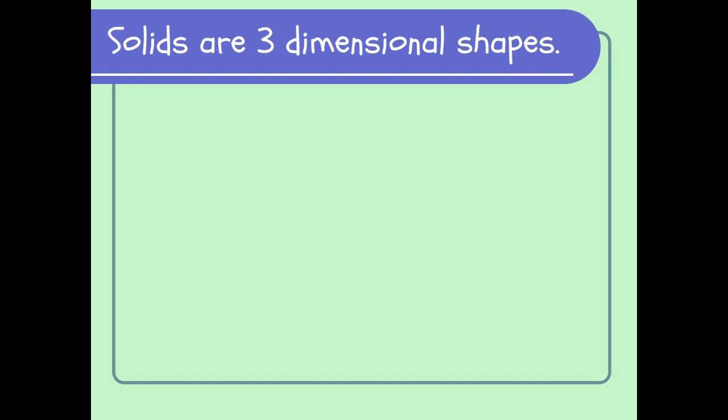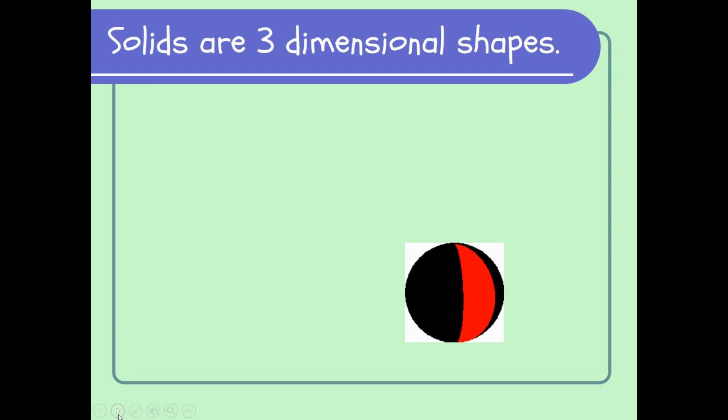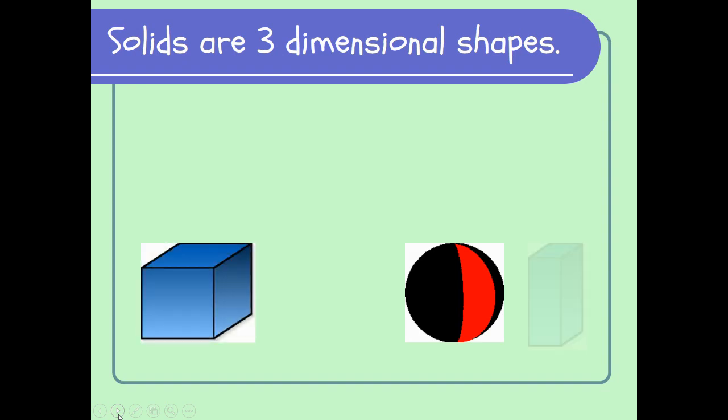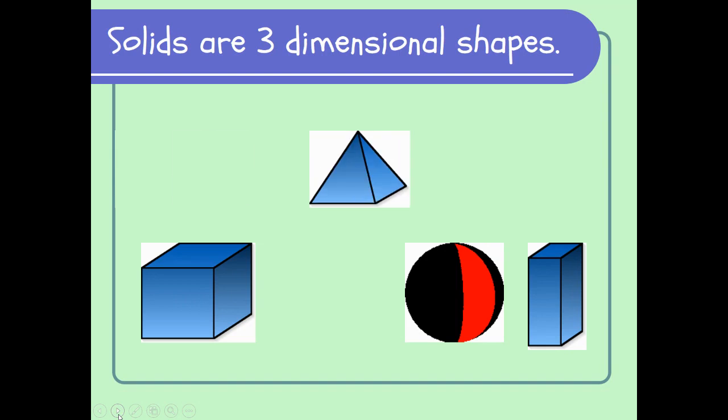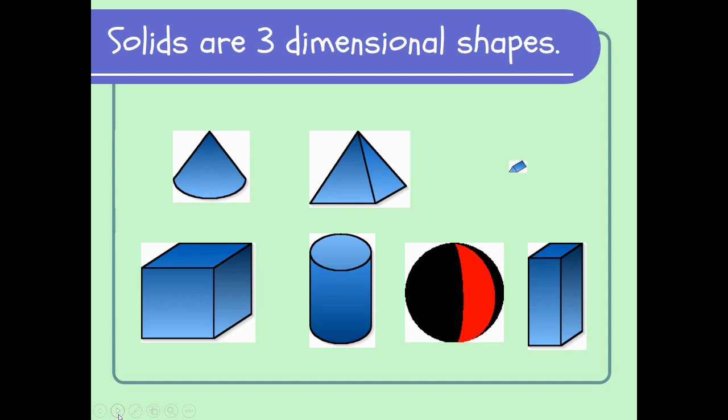So getting started, solids are three-dimensional shapes. We discovered the word solids when we went to Brain Pop Junior and we had a quick mini lesson that solids are the exact same thing as three-dimensional shapes. Some examples of three-dimensional shapes are spheres, cubes, rectangular prisms, pyramids, cones, cylinders, and triangular prisms.